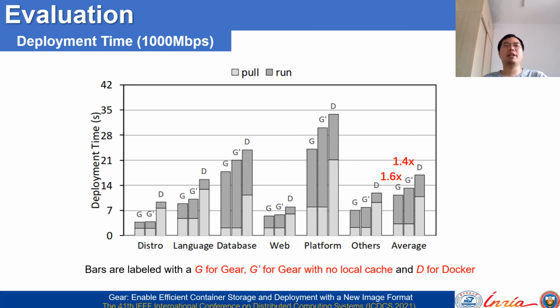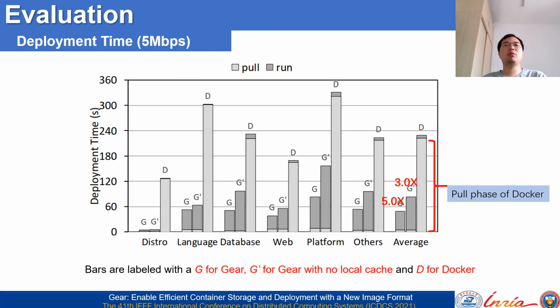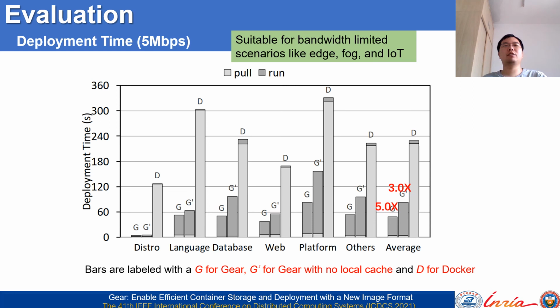When the bandwidth is 1000 Mbps, GEAR without a local cache improves the deployment time by 1.4 times on average, and GEAR with a local cache improves the deployment time by 1.6 times on average. With lower bandwidth, GEAR achieves better performance improvement compared with Docker. This means GEAR is suitable for bandwidth-limited scenarios, such as edge computing and the Internet of Things.